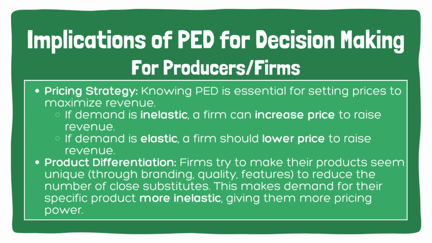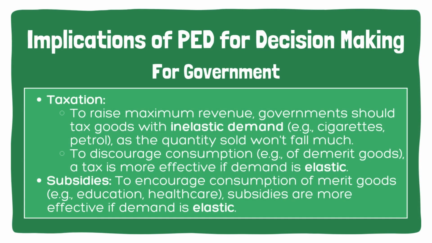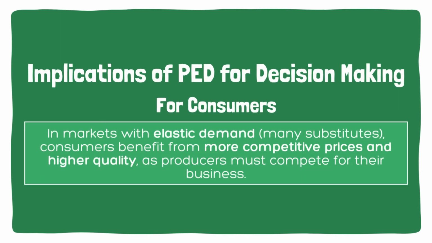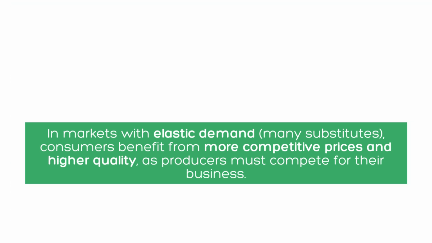Firms also use product differentiation through branding, quality, and features to make demand more inelastic and gain pricing power. For governments, taxing goods with inelastic demand, like petrol or cigarettes, helps raise more revenue, while taxing elastic goods is better for reducing consumption. Subsidies work best for elastic goods, like education or healthcare, to encourage greater use. For consumers, elastic markets with many substitutes lead to lower prices, better quality, and more competition among producers.